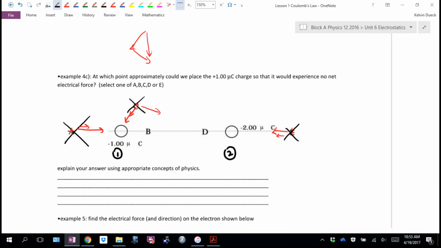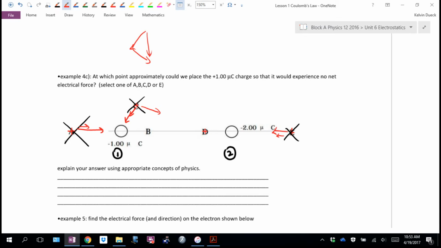B or D? Which one? Why B and not D? Let's look at location D. Let's put a little positive test charge there. Which way will charge 2 be exerting a force on it? Towards to the right or repel to the left?